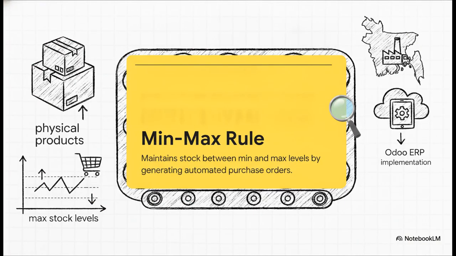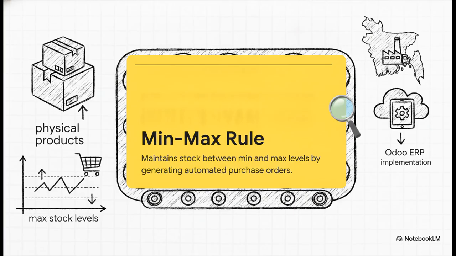If you are managing physical products, the min-max reordering rule is about to become your absolute best friend. It's beautifully simple. You just define a minimum and a maximum stock level for any given product. And when your available quantity drops below that minimum, boom, the system automatically drafts a purchase order to bring your stock right back up to your max limit.